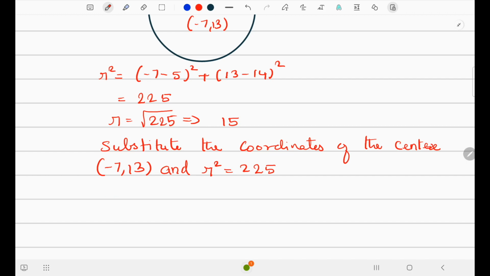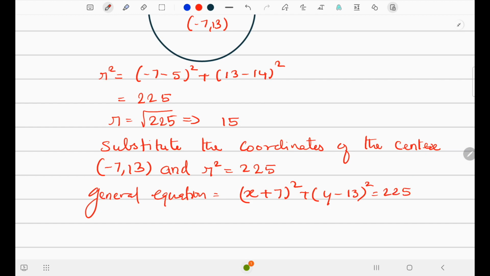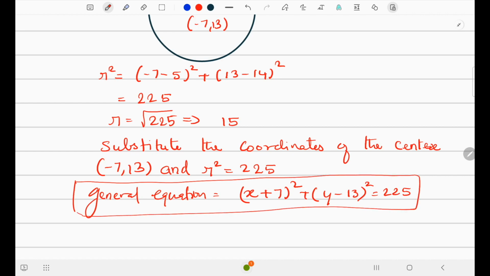Now what is the general equation of the circle? We have x plus 7 the whole square plus y minus 13 the whole square equals 225. Clear? So from this we have arrived at the equation of the circle. Very easy. Understand, guys?